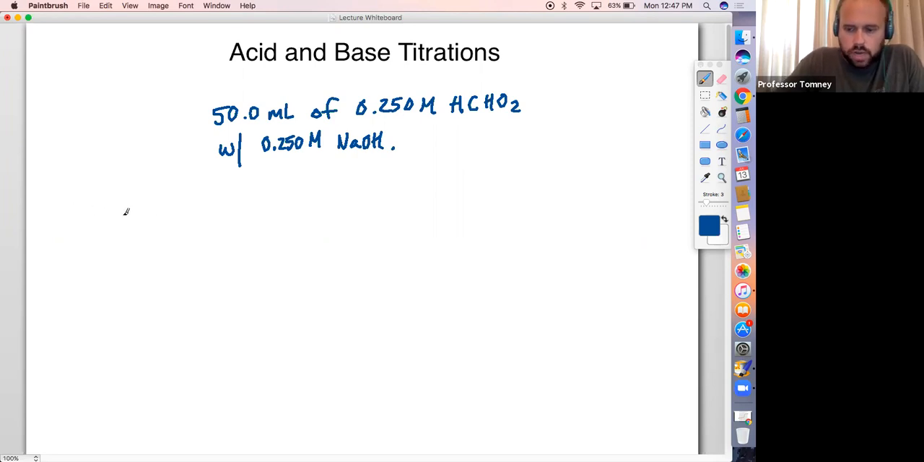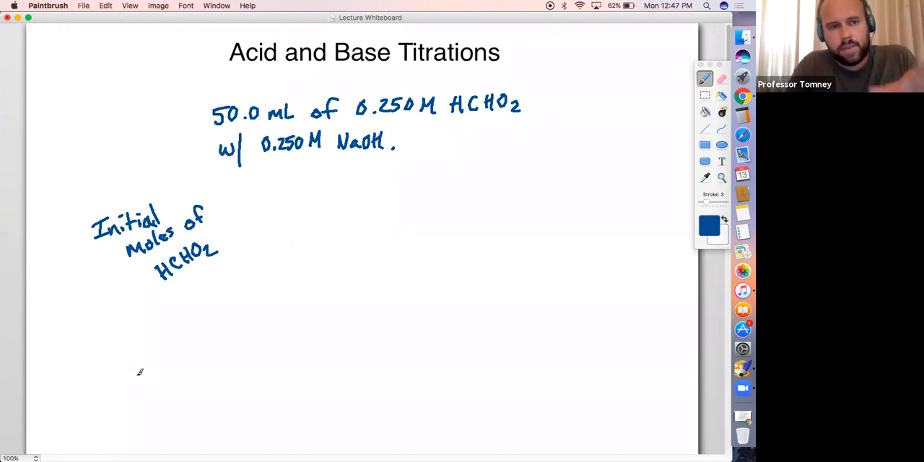All right, so the first question that I'd like to know is what is going to be the initial moles, not molarity, but the initial moles of the formic acid. And the reason I want to know that is because I'm going to need to keep tabs on that as I move through my titration. Because if I know the moles I start with, then every time I add a certain amount of sodium hydroxide, I can look at the moles of sodium hydroxide and simply subtract that from the initial moles, and I'll find out how many moles of the formic acid are remaining. So in order to do that, I have a concentration and I do have a total volume for the solution.